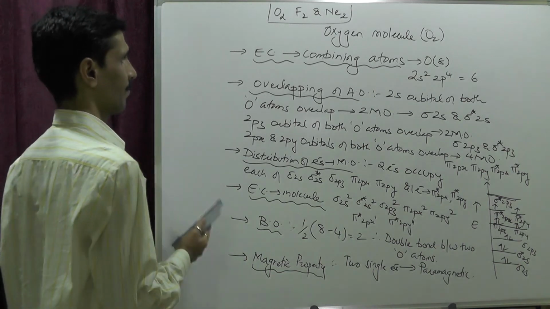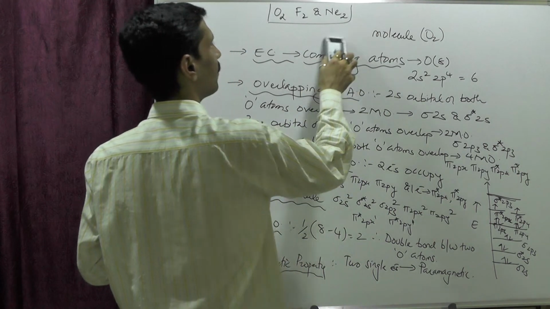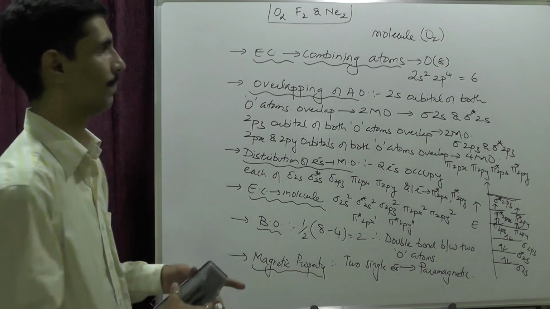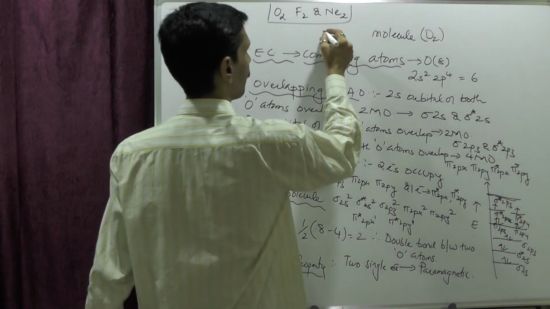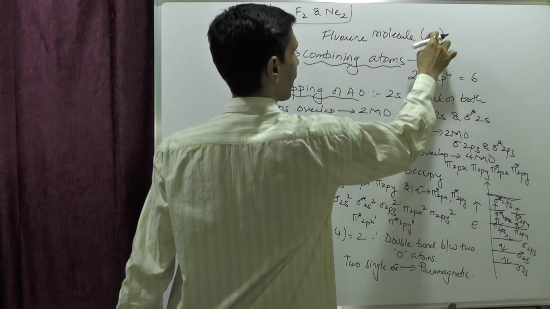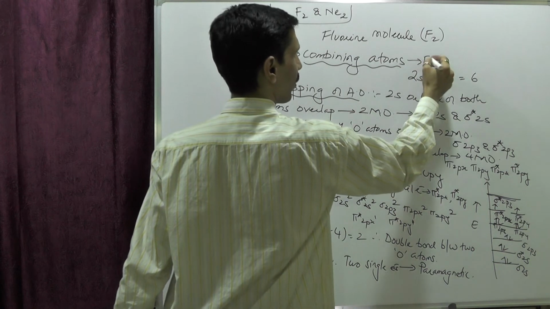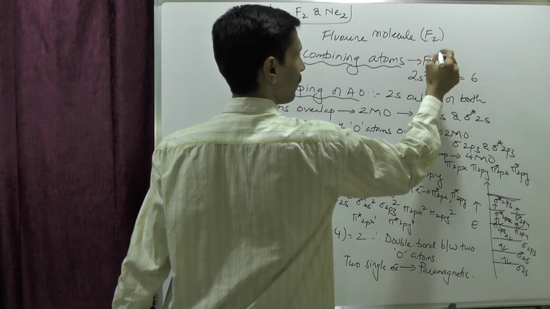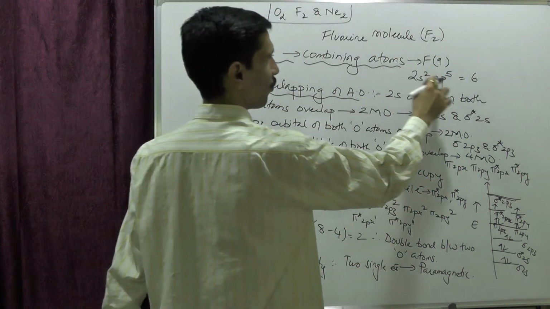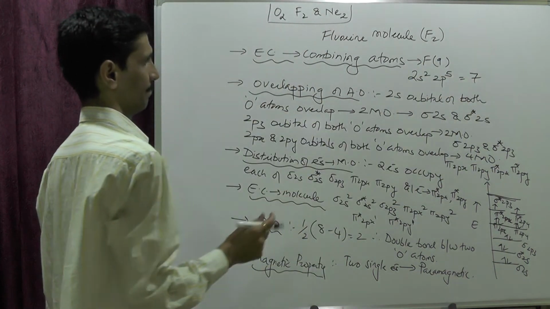So after oxygen molecule, we go to the next molecule. Okay, and that next molecule obviously is going to be a fluorine molecule. So this will be F2. Changes over here, fluorine, atomic number is 9. So this will become 2s2 and 2p5. So 7 electrons per fluorine. So total in a fluorine molecule will be 14.